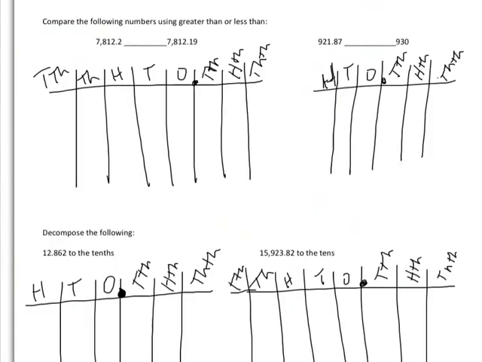Okay, first we're going to compare the following numbers using greater than or less than. 7,812 and 2 tenths. And 7,812 and 19 tenths. 7,812 and 2 tenths. And 7,812 and 19 tenths.